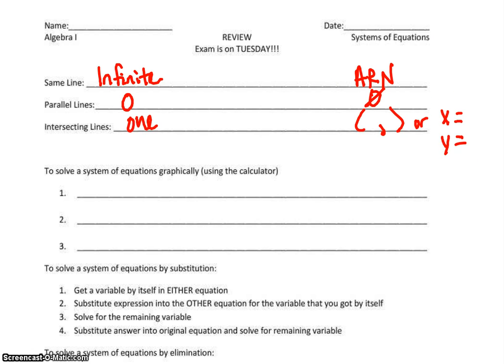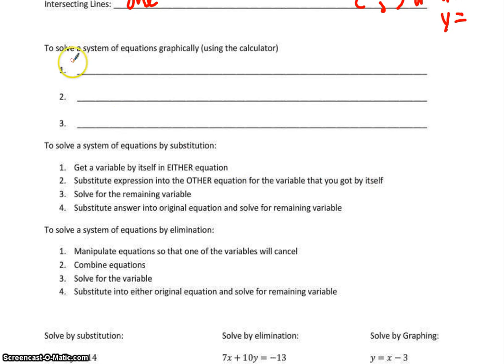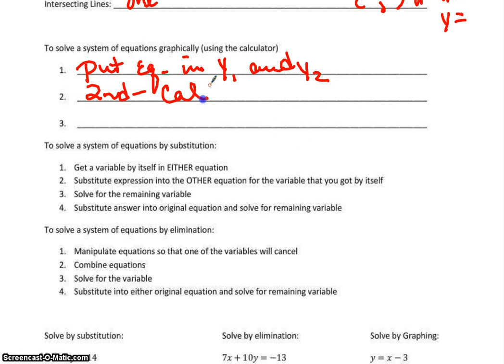So to solve a system of equations graphically using the calculator, you're going to put equations in y1 and y2. Then you're going to do second calc 5. Let it draw, and enter, enter, enter. You then look at the bottom of your screen and you get x equals a number and y equals a number. And that's all there is to it. That's the easiest way, okay, but you've got to know the other ways as well.